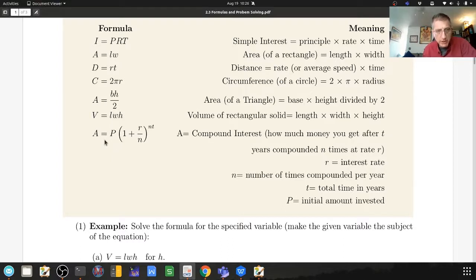The ones you probably are not familiar with might be the interest in the compound interest formula, and you're probably not familiar with D is equal to RT, distance is equal to RT, but you do know it all the time because speed is measured in miles per hour, and speed there is our rate, and from that we can actually derive this pretty easily.